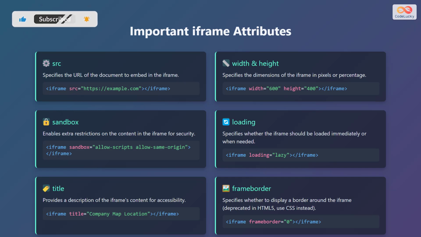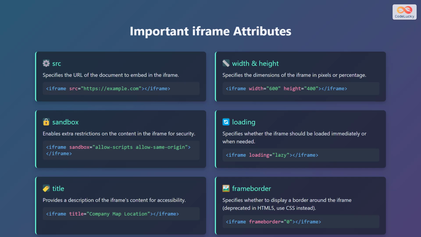400 pixels. There is also the sandbox attribute, which enhances security by enabling extra restrictions on the content within the iframe. The example iframe sandbox equals allow-scripts allow-same-origin, /iframe allows scripts and treats the content as being from the same origin, but restricts other potentially harmful capabilities. The loading attribute determines when the iframe should be loaded. Setting it to lazy, as in iframe loading equals lazy, /iframe, tells the browser to only load the iframe when it is near the viewport, improving initial page load times.